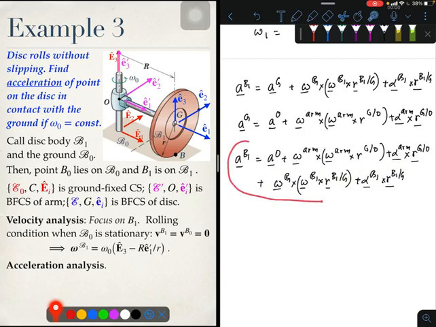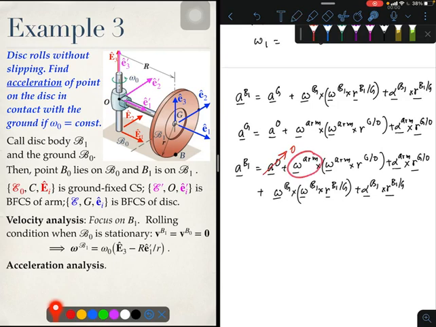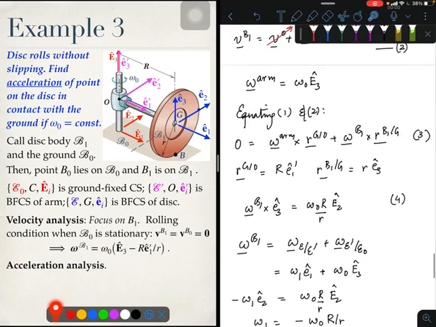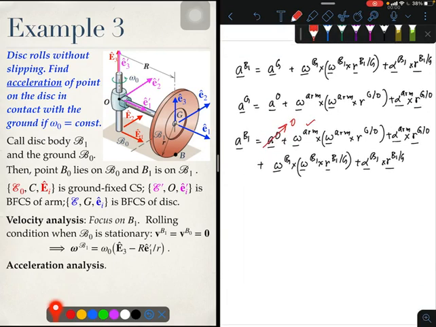Now it is a matter of deciding whether we know everything on the right side of this equation. Let's check. Do I know AO? Yes, I do know the acceleration of O because it is on the shaft and it is fixed, so this is 0. Do I know omega arm? Yes, I do. I just found it over here as part of the velocity analysis. This is known, that is known. The location of G with respect to O is known.